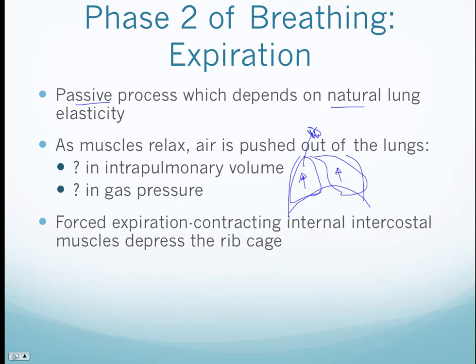So you're going to have a decrease in intrapulmonary volume. You have little volume here, and you're going to have an increase in gas pressure. And with these two factors, what are you going to do? You're going to force expiration. You're going to force all that air out.